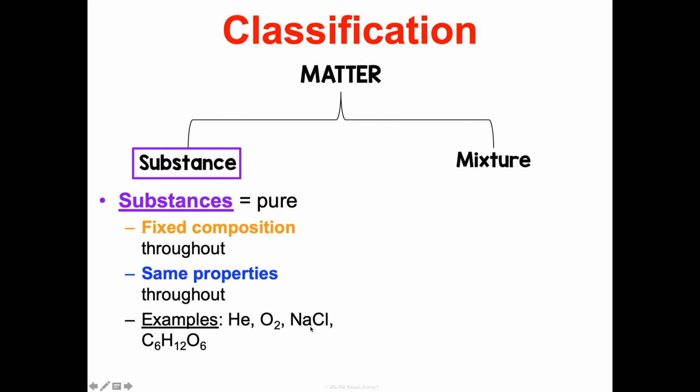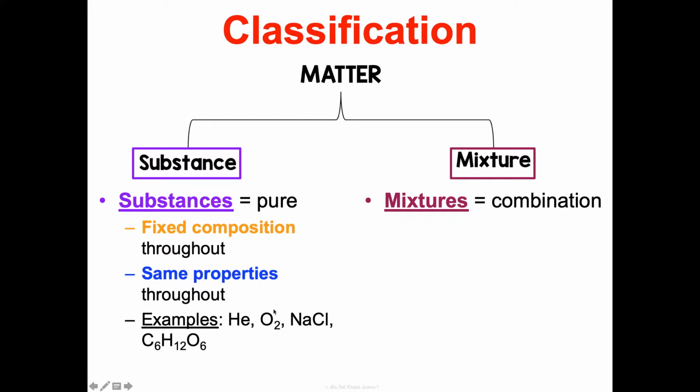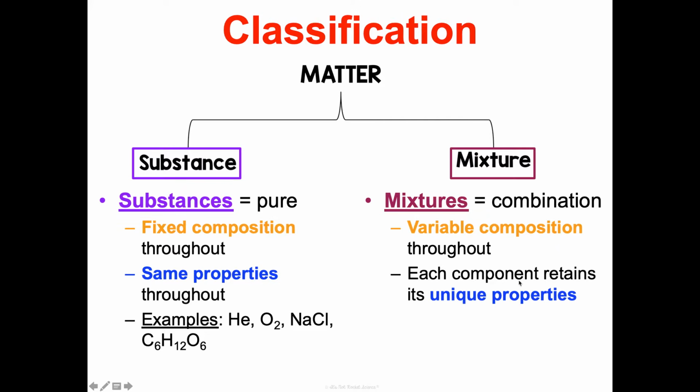Okay? Sodium chloride is always 1 sodium chemically combined to 1 chlorine. Glucose is always 6 carbon atoms of the element carbon, 12 atoms of the element hydrogen, 6 atoms of the element oxygen, and they're always in this proportion. Okay, those are substances. Now, a mixture is a combination. It has a variable composition throughout. It's not the same throughout. And in a mixture, each component of the mixture retains its own unique properties.